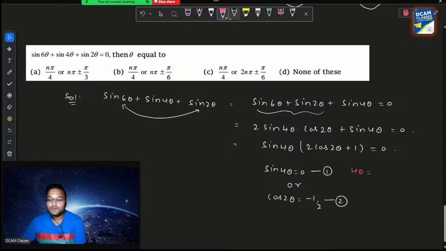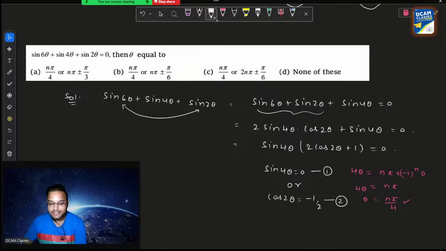If you use the first one, you'll get the solution as 4 theta is equal to n pi plus minus 1 to the power n into 0, so it will be n pi. 4 theta is equal to n pi, so theta is equal to n pi by 4. This part, Haripriya has got the right answer. The problem is I got till here and I didn't proceed.